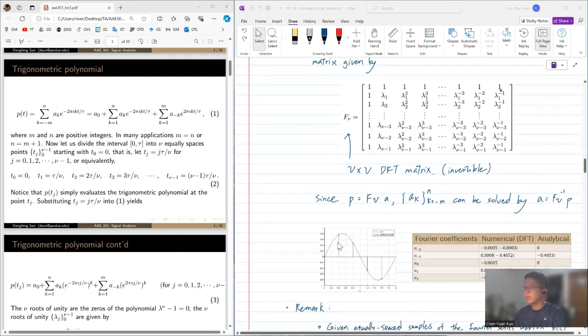Let's go back to the example that we have seen just now. For this example, there are in total 5 Fourier coefficients that need to be estimated: A negative 2, A negative 1, A naught, A1, and A2. The analytical values of these coefficients are given by 0, negative 0.4053i, 0, 0.4053i, 0. We can also compute the values of these coefficients numerically through DFT, and you can see that in the end, you will get something very, very similar to the analytical values.